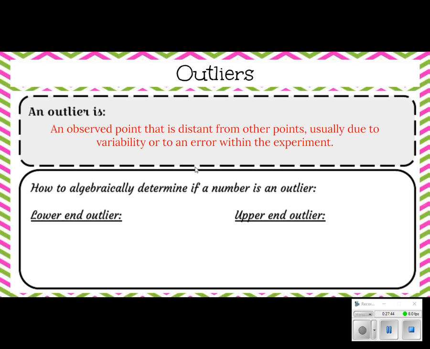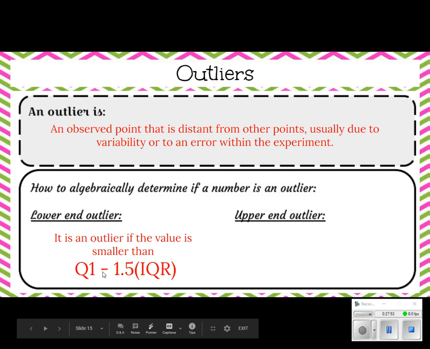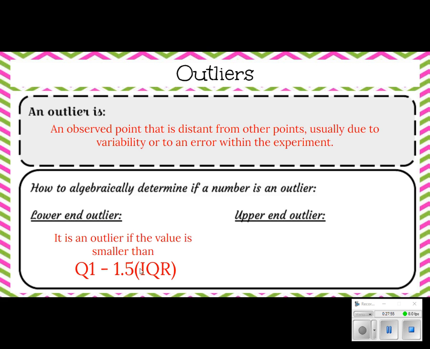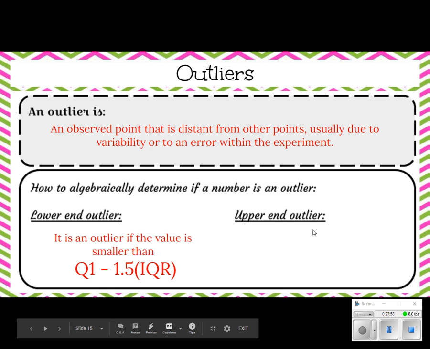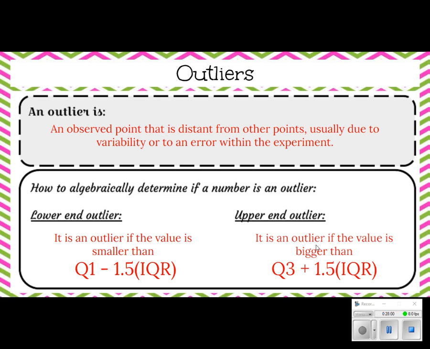So on the lower end, and you really need to write this down, it's an outlier if the value is smaller than the Q1 number minus 1.5 times whatever the IQR is. And the upper end outlier if it is bigger than Q3 plus 1.5 times the IQR value. Numbers in between Q1 and Q3 are not outliers. So it's either smaller than this or bigger than this. And then if it's true, then it's an outlier. If it's not true, it's not an outlier.